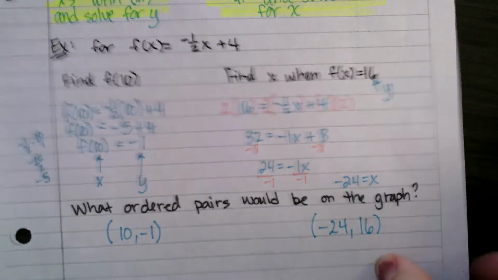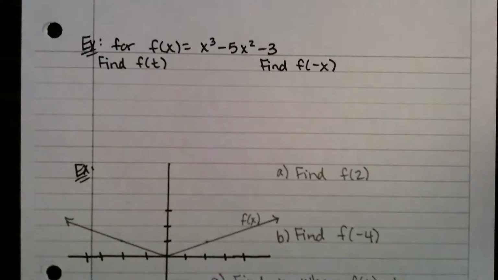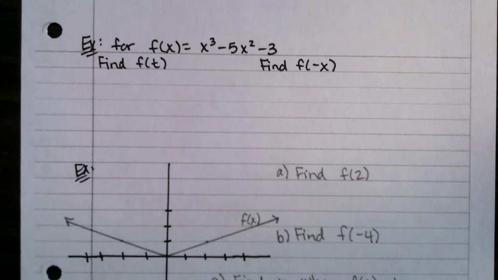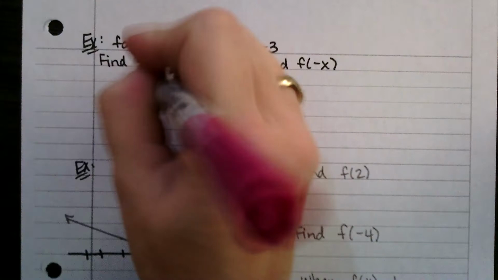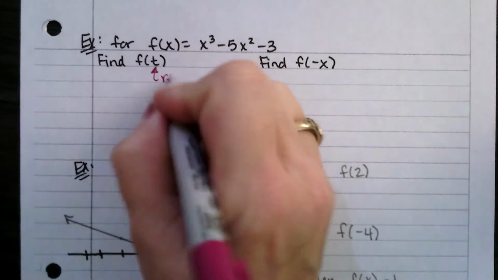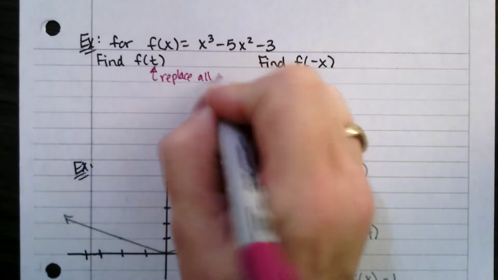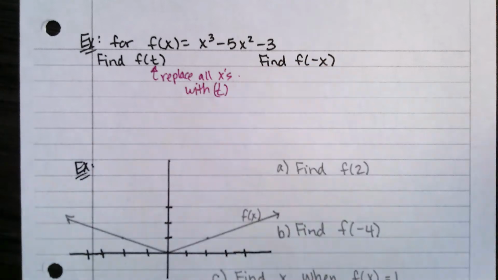Now, sometimes they are going to give you something other than a number in that parenthesis. So on this example, we have f of x equals x cubed minus 5x squared minus 3, and we're supposed to find f of t. Well, in function notation, that just means whatever is in that parenthesis here is what we're going to replace the x's with. So this means to replace all x's with t in a parenthesis.